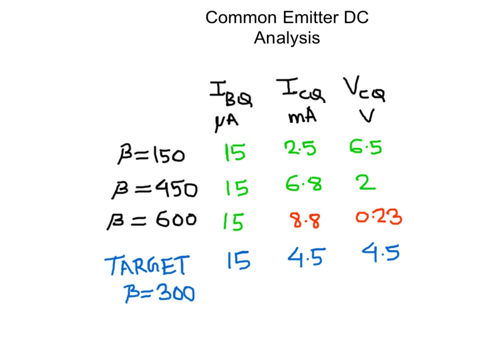So this restricts the usefulness of the transistor biased this way, and therefore we must find a better biasing technique which is less dependent on the current gain or beta of the transistor.